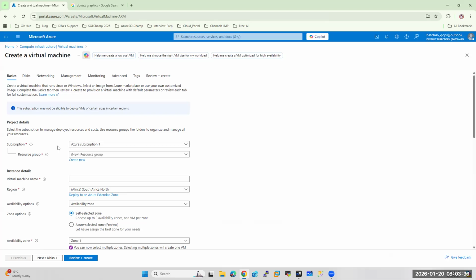So this is the 3-layer hierarchy pattern. One is a management group. Under the management group, there is a subscription. Under the subscription, there is a resource group. Under the resource group only, your resources are deployed. So a resource group is also like a container, where it is managing the services. You are going to keep the services in it.